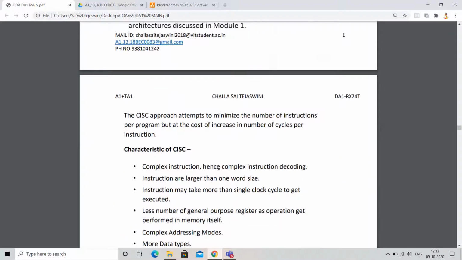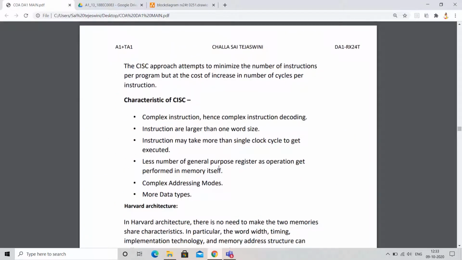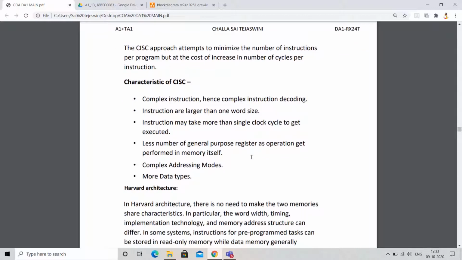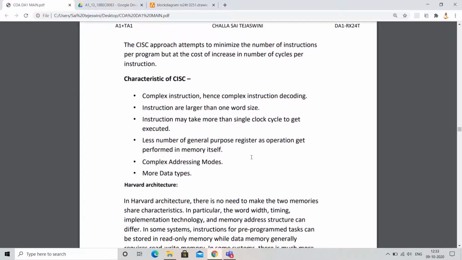Here you can see the characteristics of both Harvard architecture and CISC. The characteristics of CISC architecture are complex instructions, hence complex instruction decoding. Instructions are larger than one word size. An instruction may take more than a single clock cycle to execute. There are fewer general purpose registers as operations get performed in memory itself. And complex addressing modes and more data types.